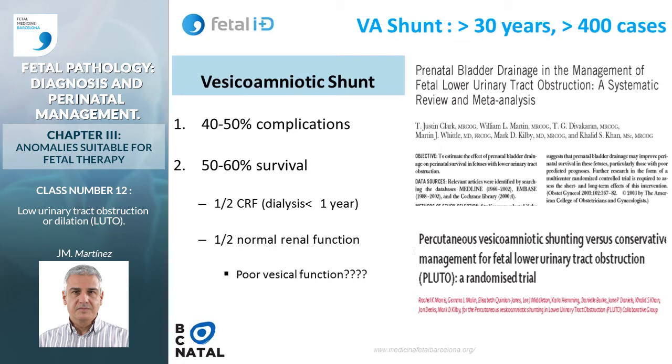The placement is not easy, and globally, the survival will be half of the cases, and of this half, some will end in severe chronic renal failure in the first year of life, with need of transplant or dialysis, and the other half will have a normal renal function, but will have poor vesical function, because it's like the fetus had a bladder catheterization throughout the pregnancy. It doesn't have a normal vesical function. Therefore, normal renal function is expected in 25 to 30% of cases, and generally with poor vesical function.